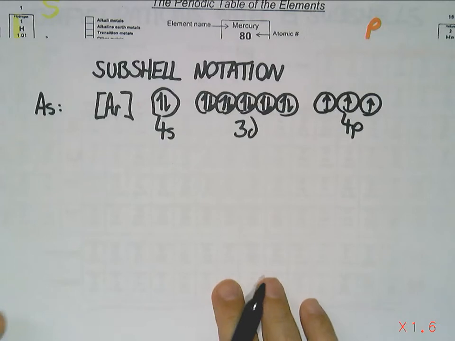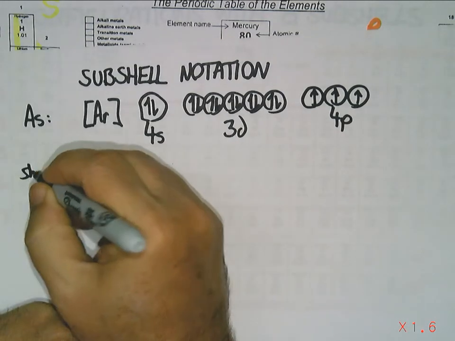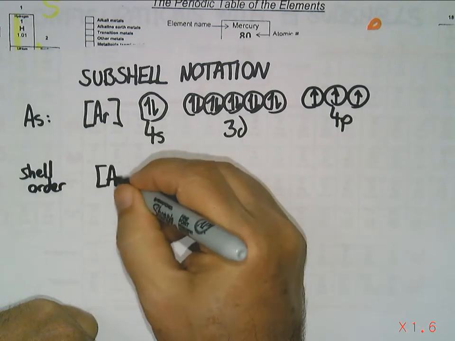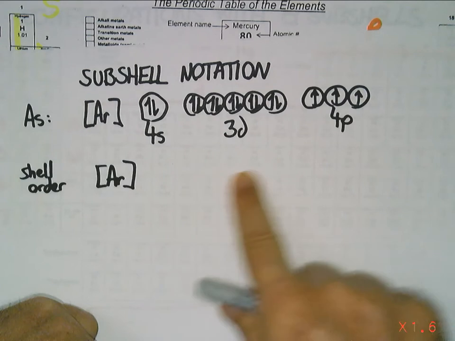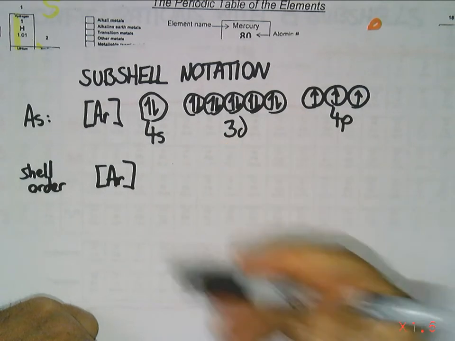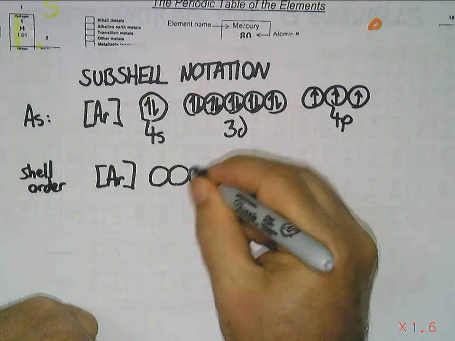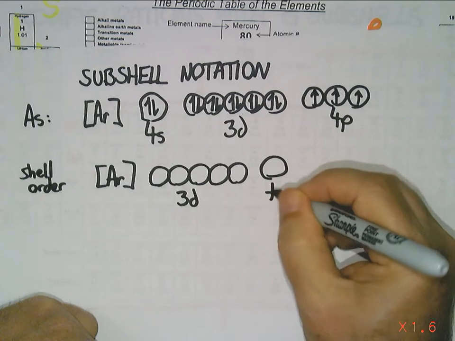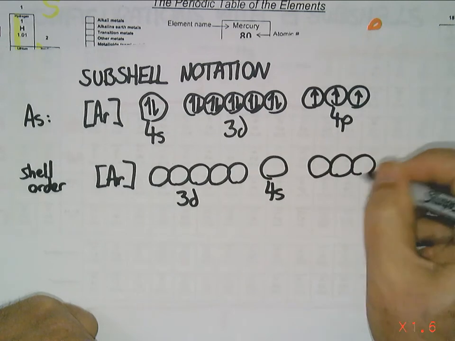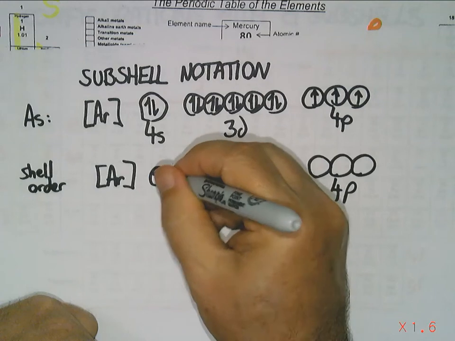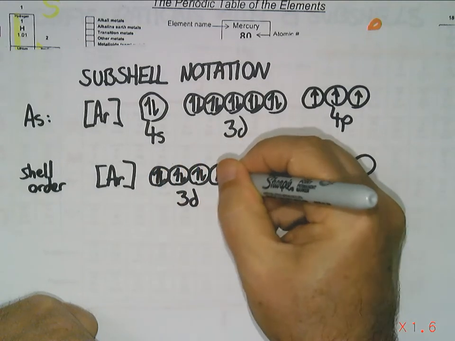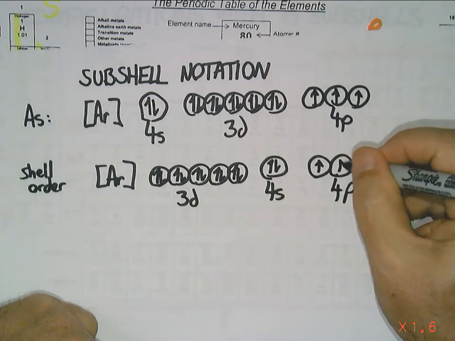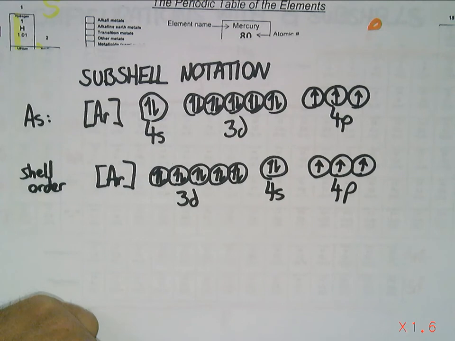Now if I put this into shell order, it will look like this. I'm going to move the 4s so that it's over there, and that way I'm going 3, 4.